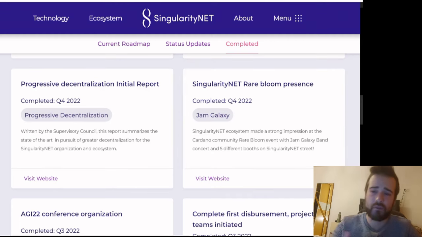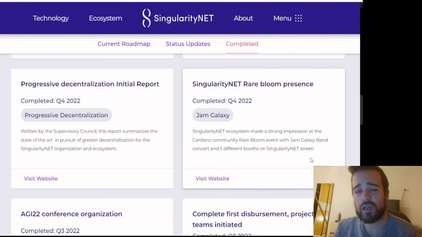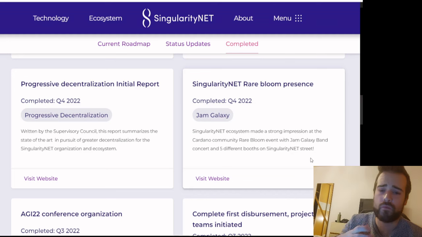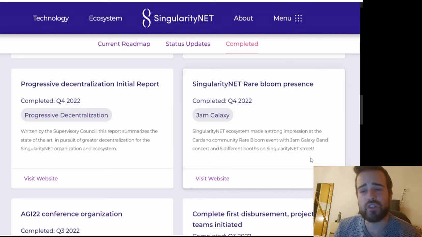Besides that, they've created a progressive decentralization initial report. This is a report that analyzes the centralization of SingularityNET, and it's a report that they want to do consistently to keep on analyzing this decentralization and try to make SingularityNET an increasingly more decentralized organization that should be run by the AGIX token holders, I would say.